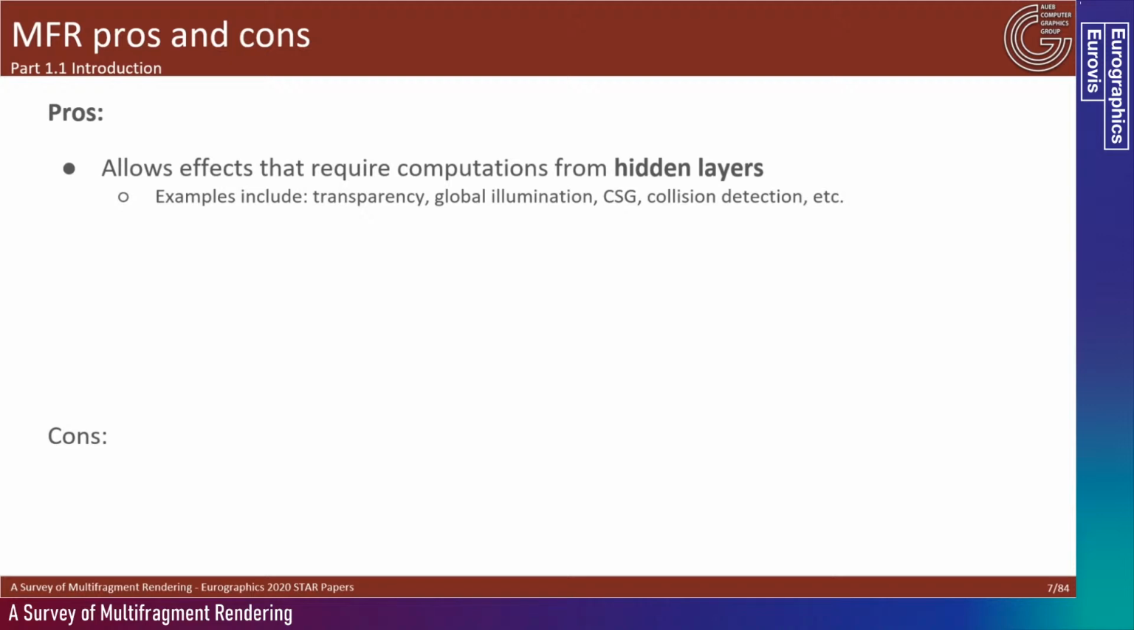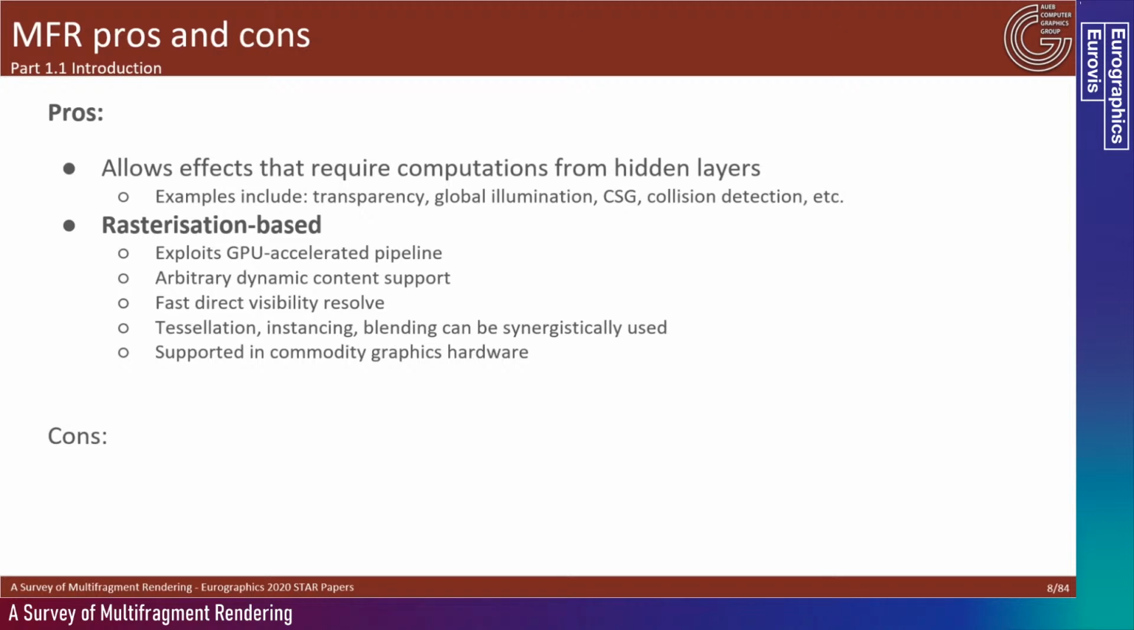The main reason MFR has been researched in the past is its very interesting benefits. First, by exploiting information from hidden layers, you are able to simulate various effects that were not possible before. Examples include transparency, global illumination, collision detection, CSG, and others. Second, it is based on the rasterization pipeline, and therefore it shares its benefits as well. Most importantly, it's ideal for techniques suitable for real-time rendering and dynamic content.